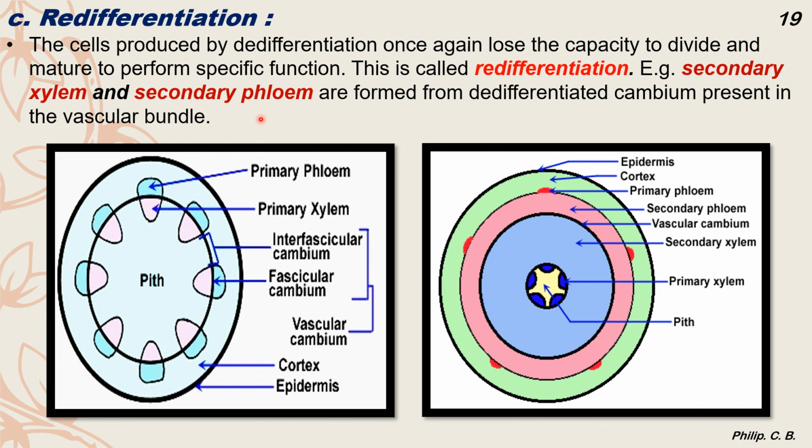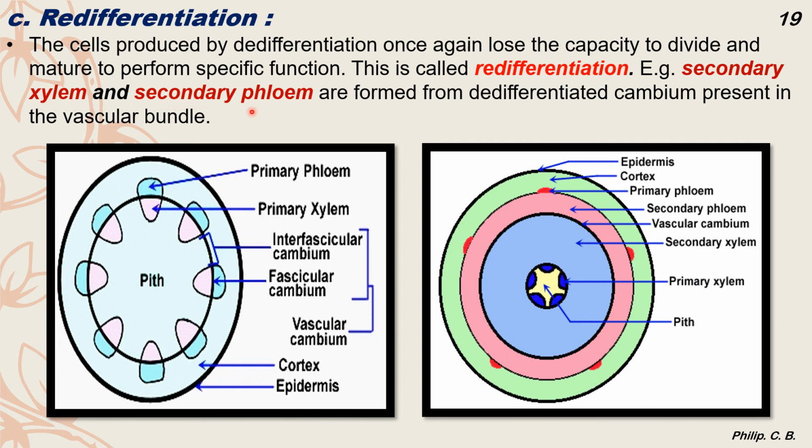Now students, I think you might understand the meaning of de-differentiation and redifferentiation. Just to recap, in de-differentiation, the cells which are already matured lose their differentiated state, that is, they become de-differentiated. Now those which de-differentiate, these cells divide and mature to perform a specific function, that is, they redifferentiate. So here the example of it is secondary xylem and secondary phloem.